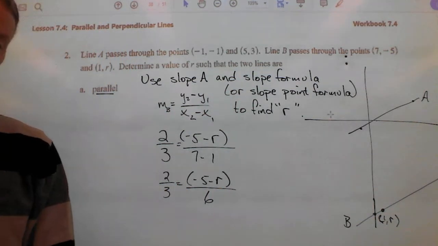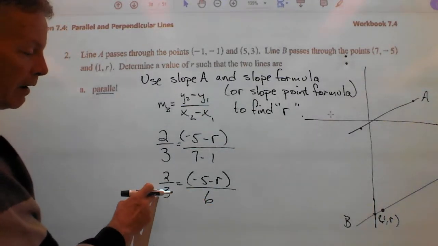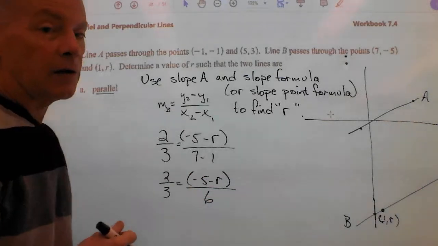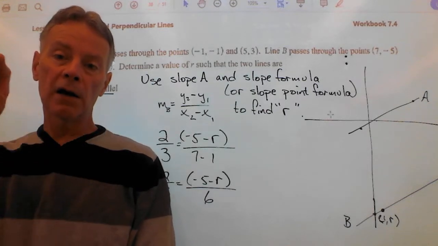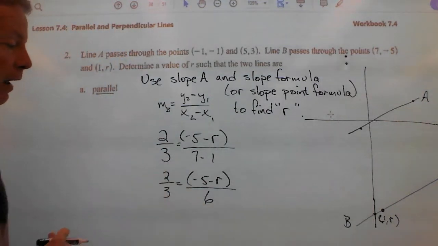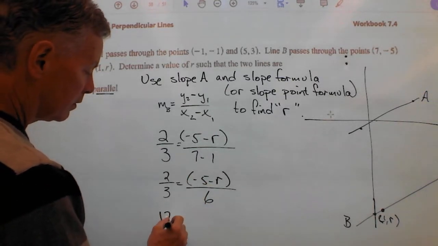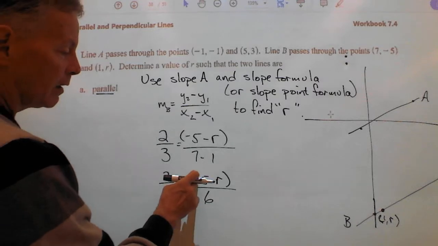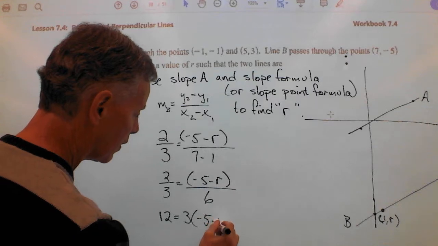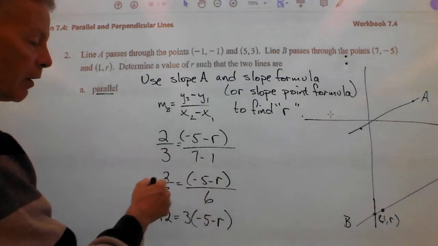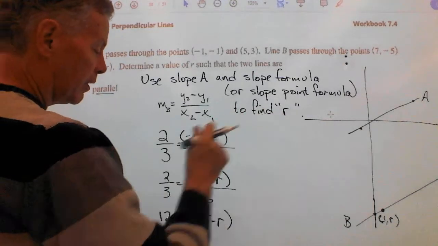Now what have we got here? I'll tell you what we have. We have a proportion, right? Where you have a fraction on one side, a fraction on the other side, and remember, the easiest way to simplify a proportion is by cross multiplying. So let's do that. We're going to go 2 times 6 is 12. 3 times negative 5 minus r, I'm just going to write that as 3 times negative 5 minus r. Okay? So we've done our cross multiplying, and we've run out of space, so I'm going to move over here.